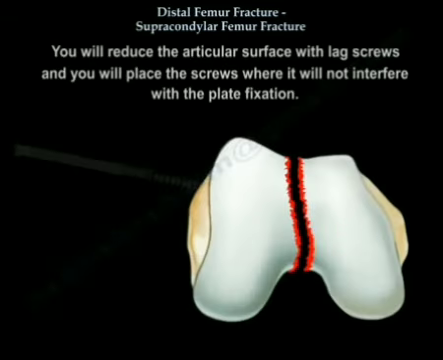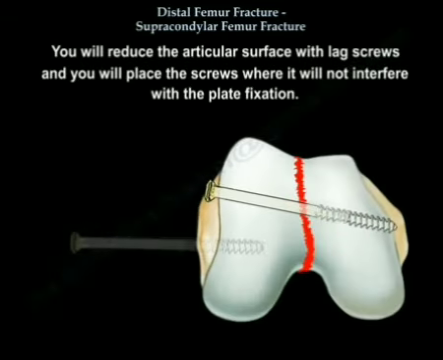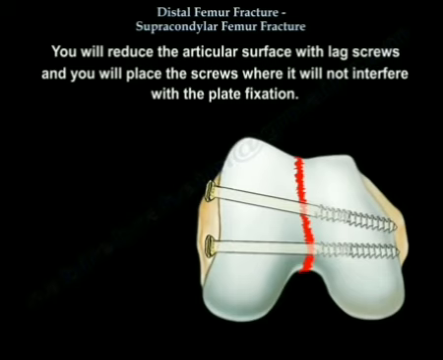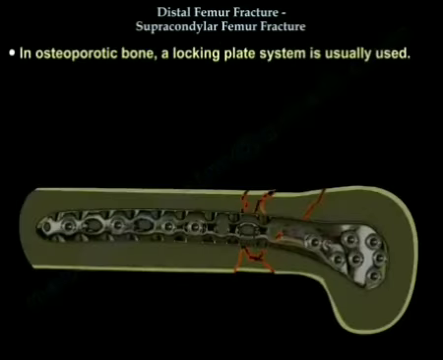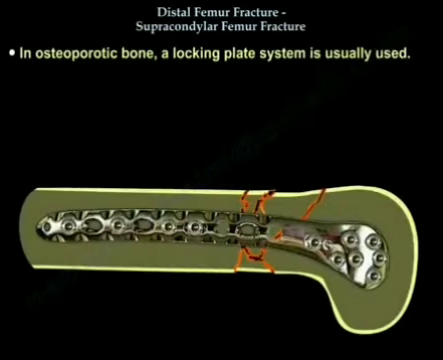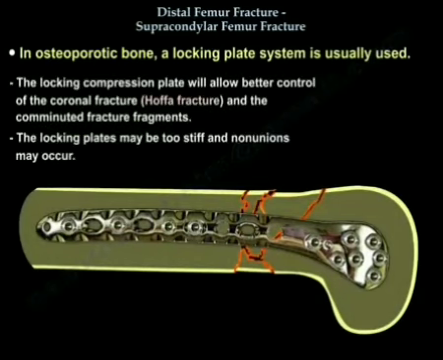You will reduce the articular surface by lag screws, and you will put the screws where they will not interfere with the plate fixation. In osteoporotic bone, a locking plate system is usually used. The locking compression plate will allow better control of the coronal fracture, the Hoffa fracture, and the comminuted fracture fragments.